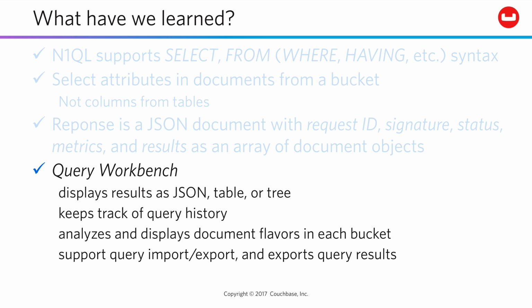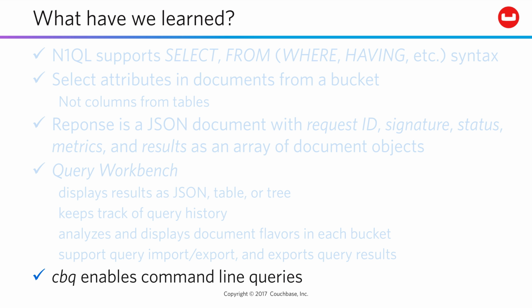In Query Workbench, these results can be displayed as JSON, or as a table, or as a tree. The Query Workbench will keep track of your query history. It also analyzes and displays document flavors in each bucket. It supports query import and export, and also exports query results. You can also access much of this behavior from the CBQ command line tool.